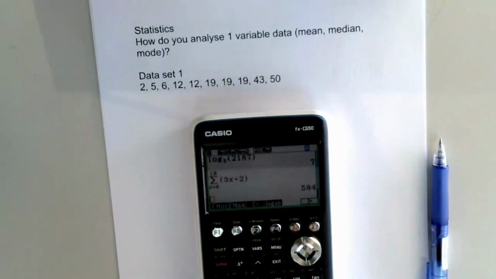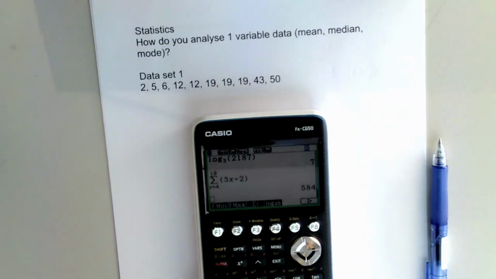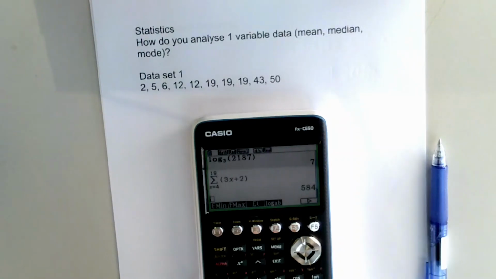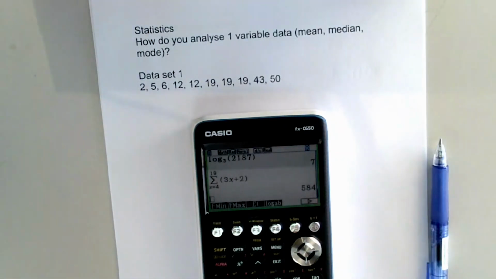Statistics. Yes, you can find the mean, mode, median with your brain. I know it. But why risk it? I can use it with calculator. They just add.